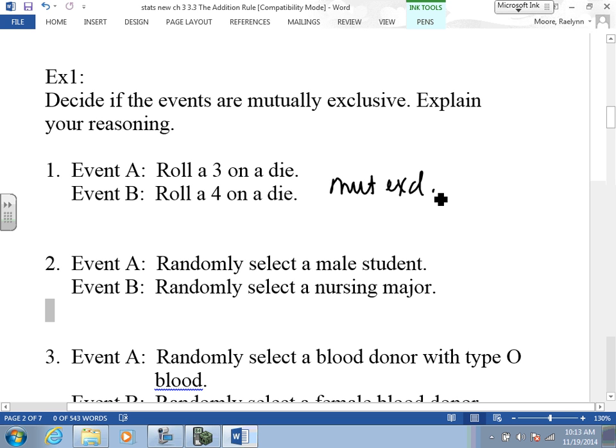Okay. Number 2, you randomly select a male student. From the same group, you randomly select a nursing student. They're not mutually exclusive? Why? Because you could have a male that is a nursing student. Good. This is different.